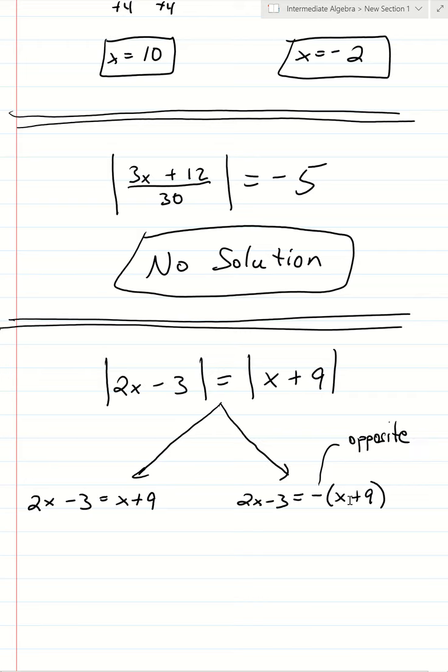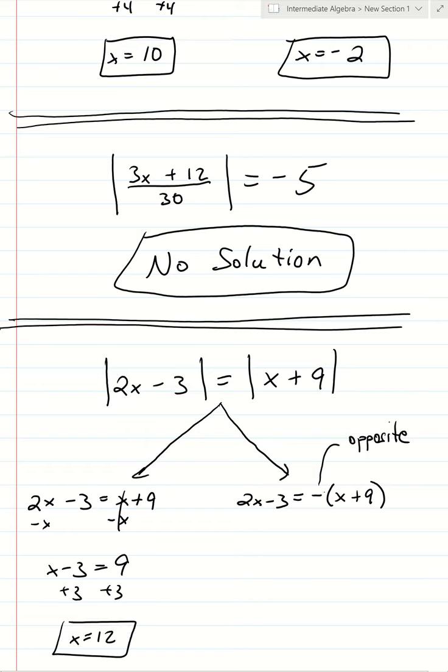So let's now go and solve for these values of x. I'm going to subtract x on both sides. That would give me an x minus 3 equals 9. As I add the 3 over, that would give us x equals the number 12. That would be one solution.